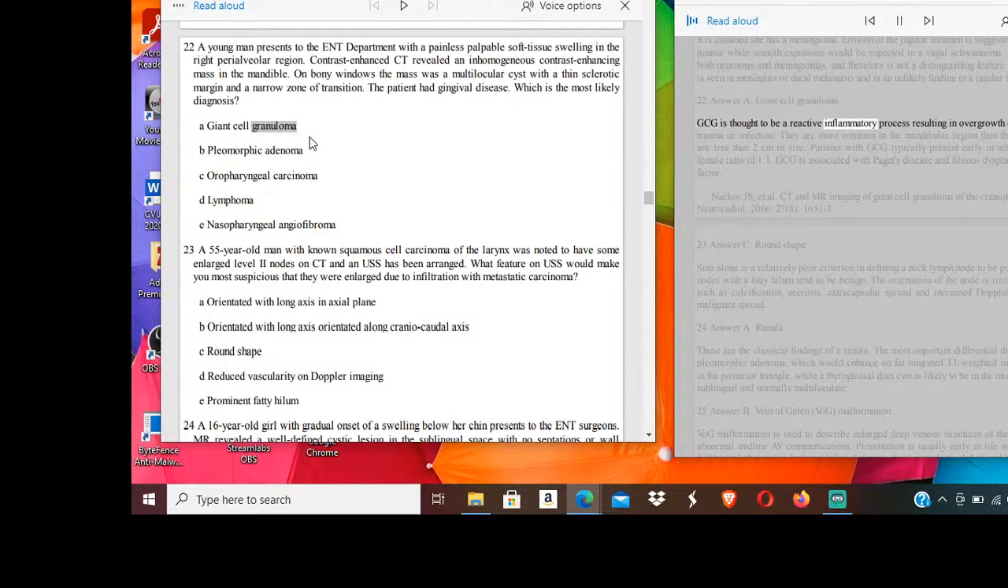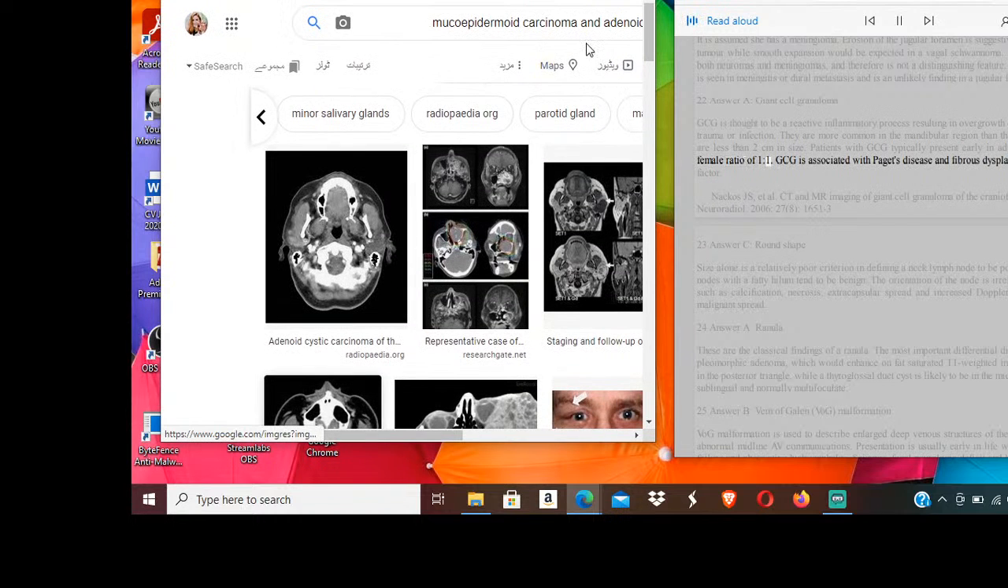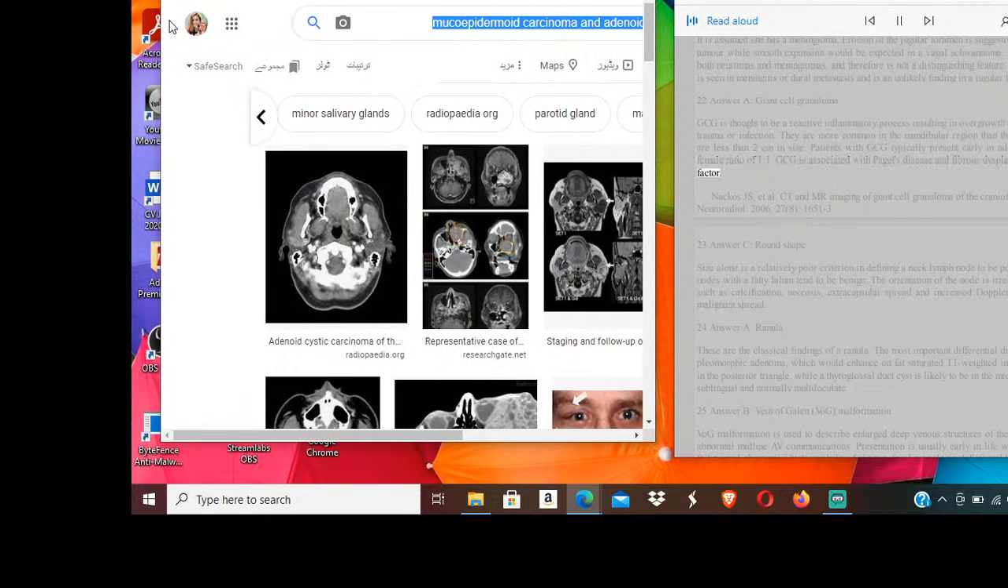GCG is thought to be a reactive inflammatory process resulting in overgrowth of tissue in response to trauma or infection. They are more common in the mandibular region than the maxillary region and are less than 2 centimeters in size. Patients with GCG typically present early in adult life with a male-to-female ratio of 1:1. GCG is associated with Paget's disease and fibrous dysplasia. Gingivitis is a risk factor.